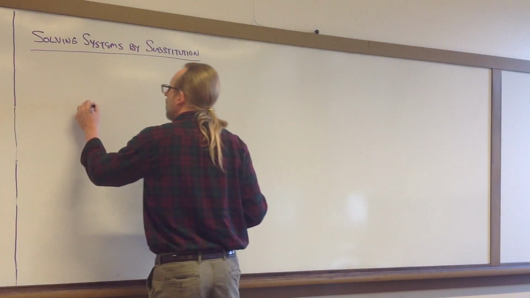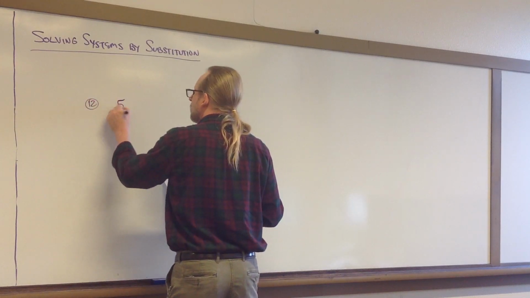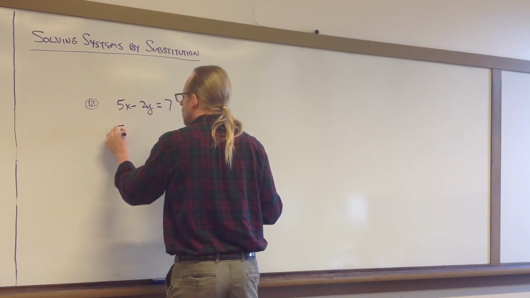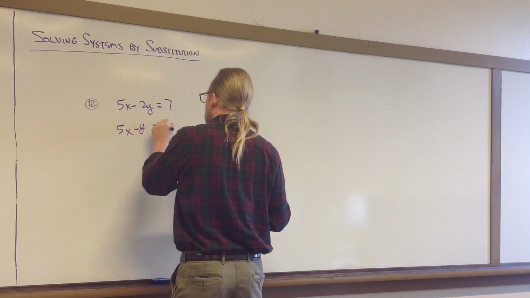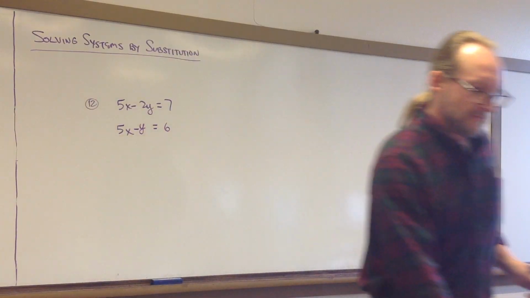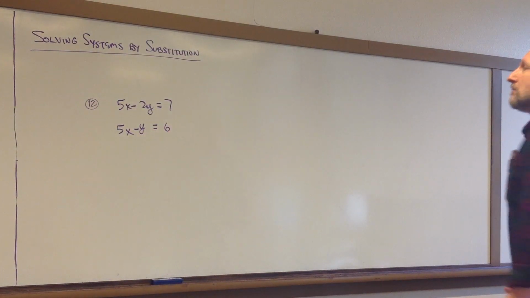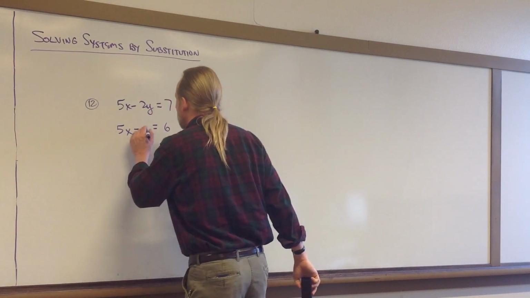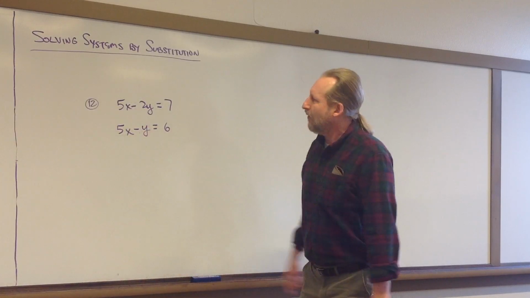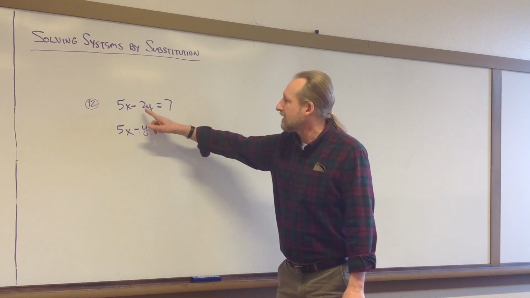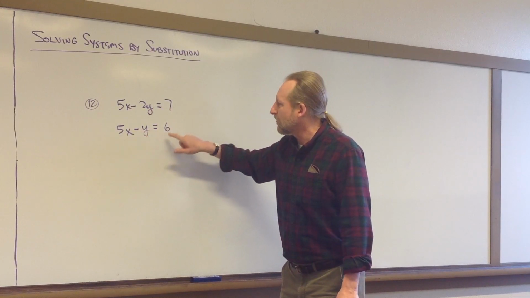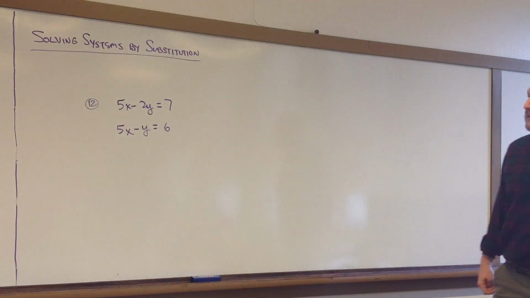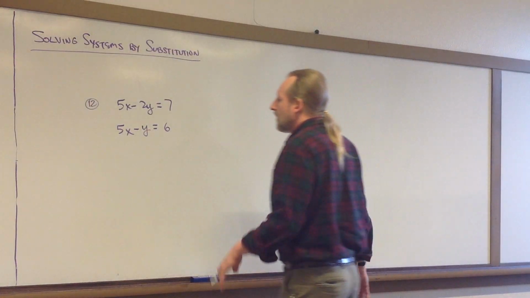Problem 12. We've got 5x minus 2y equals 7. 5x minus y equals 6. Now this one, just from its format, since these 5's are the same, you might look at this and think, well, if I'm subtracting 2, I'm going to get 7. If I'm only subtracting 1, I'm going to get 6. It's kind of hard to recognize right off. That says to me that y is going to be -1. But let's go ahead and isolate.